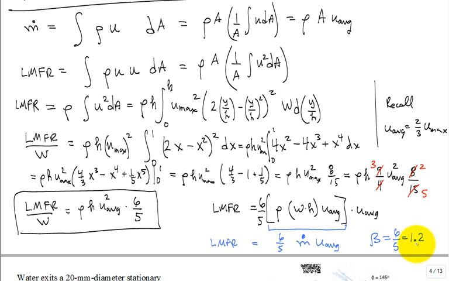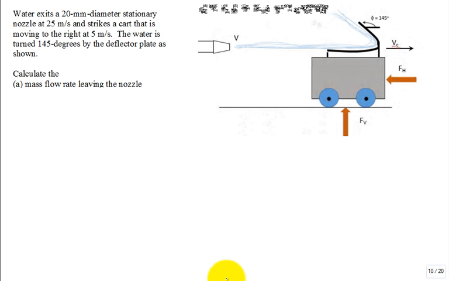All right. That was a lot of math, wasn't it? You ready to press forward? Water exits at a 20 millimeter diameter stationary nozzle at 25 meters per second. 25 meters per second is the speed it comes out of the nozzle, and it's stationary. And the diameter here is 20 millimeters. Strikes a cart, but the cart is moving at a velocity of 5 meters per second away from the nozzle, not toward it, but away from the nozzle. The water turns 145 degrees, as shown, by the deflector plate.